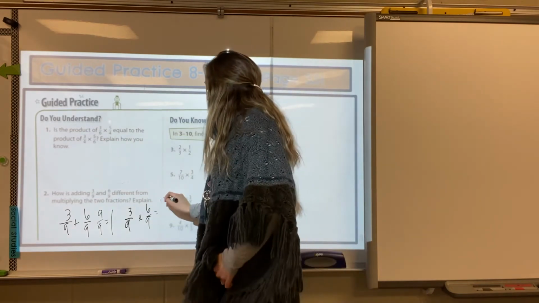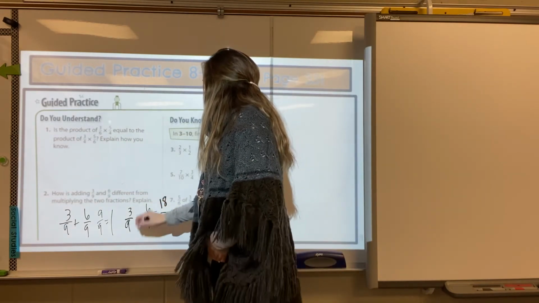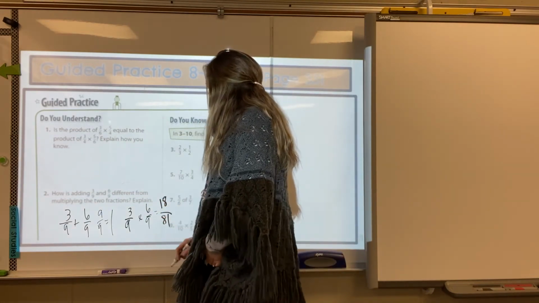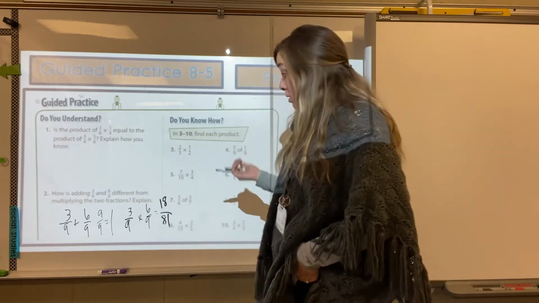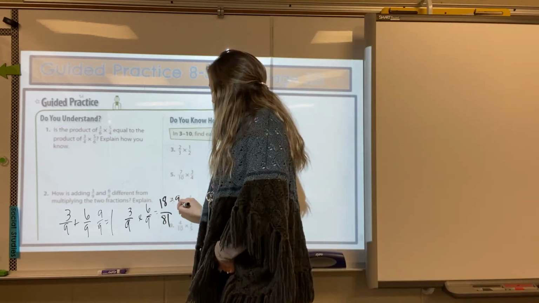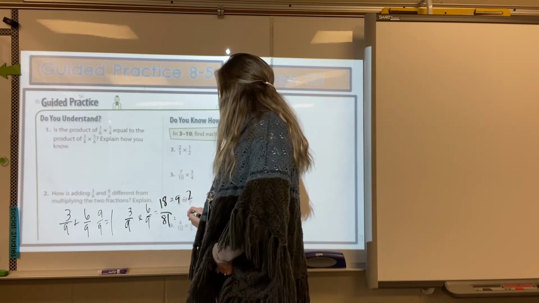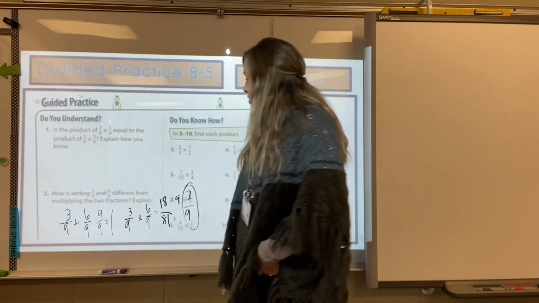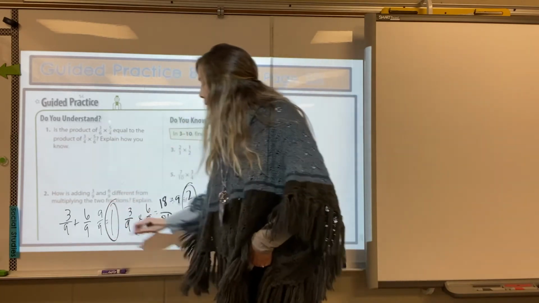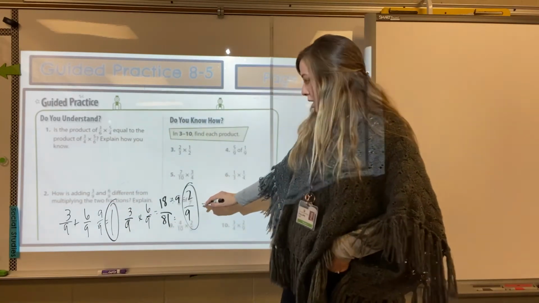So 3 times 6 would give me 18. 9 times 9 is 81. We can probably simplify both of those by 9. We definitely can. 18 divided by 9 is 2. 81 divided by 9 is 9. So we get 2/9 there. 1 whole is very different, much larger than 2/9, right?